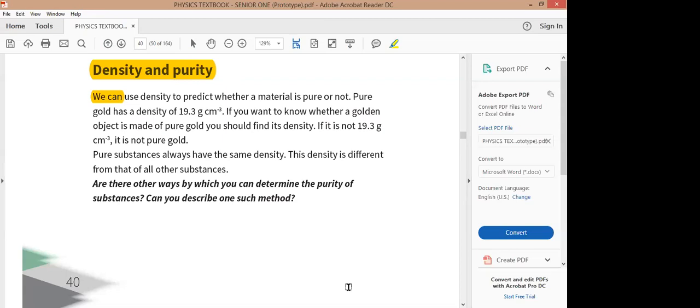I think the participants are down, the contributions. I think we are trying to answer as many questions as we can on that. Density and purity.